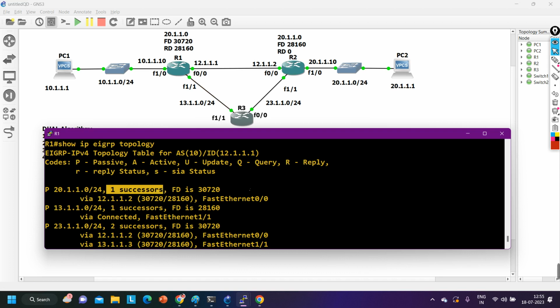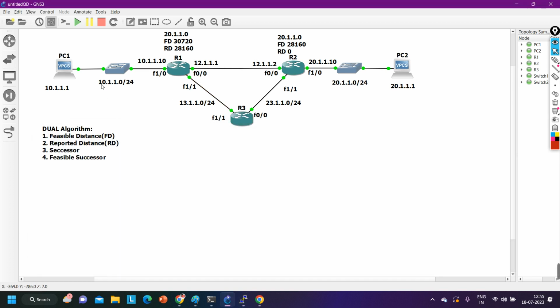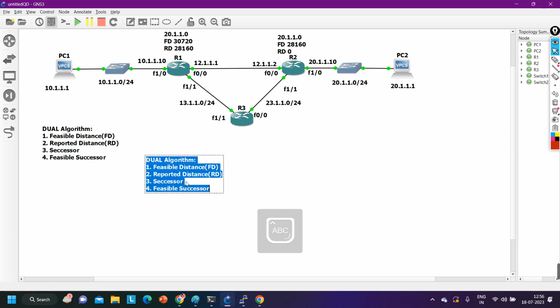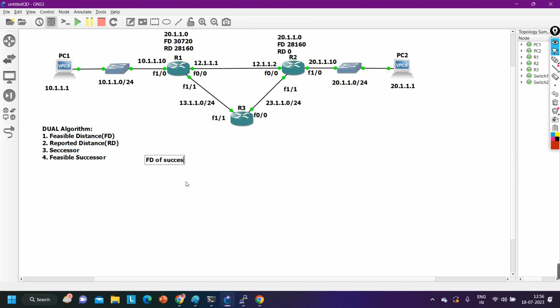Because there is one feasibility condition. Now what is the feasibility condition? The feasibility condition is, guys, FD of successor must be greater than RD of feasible successor.